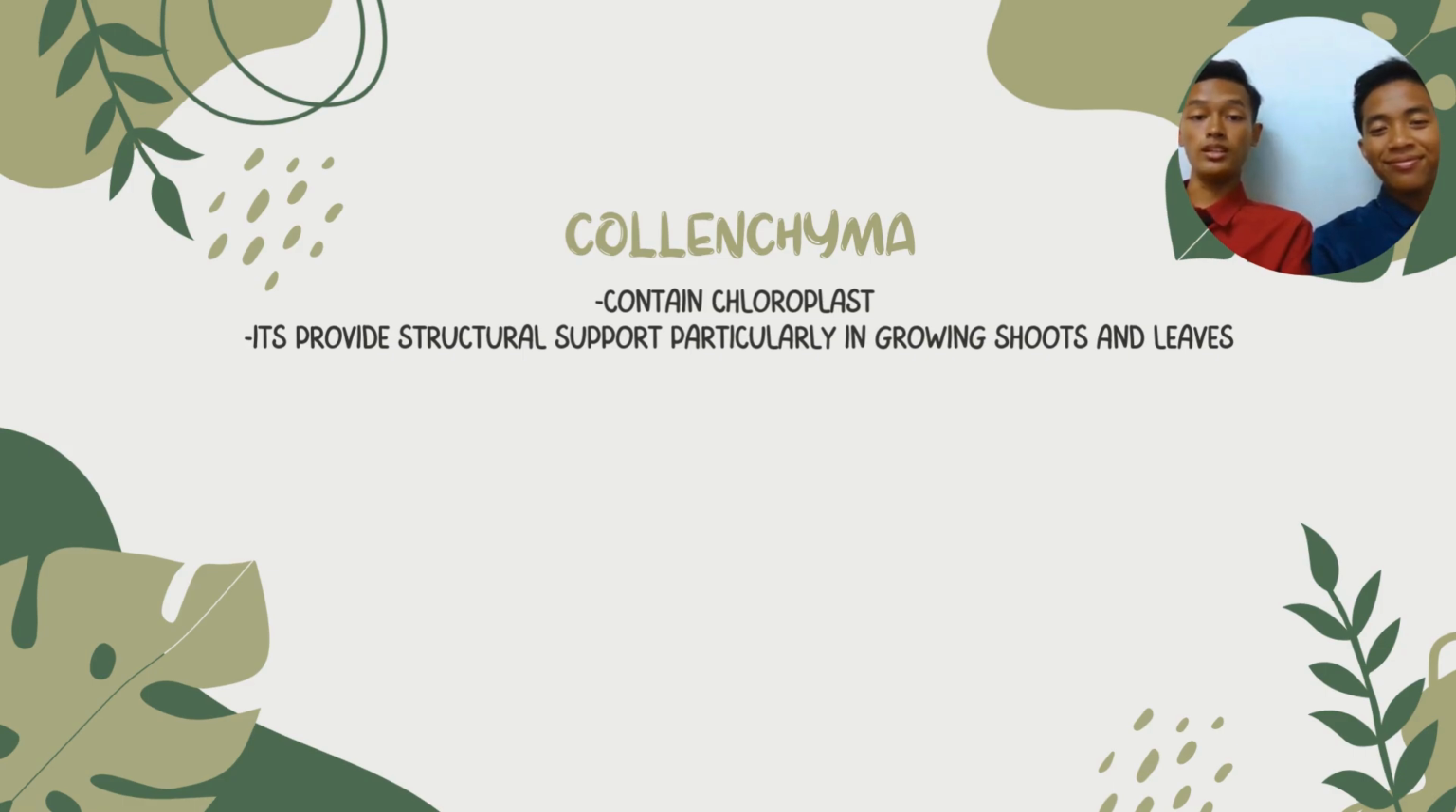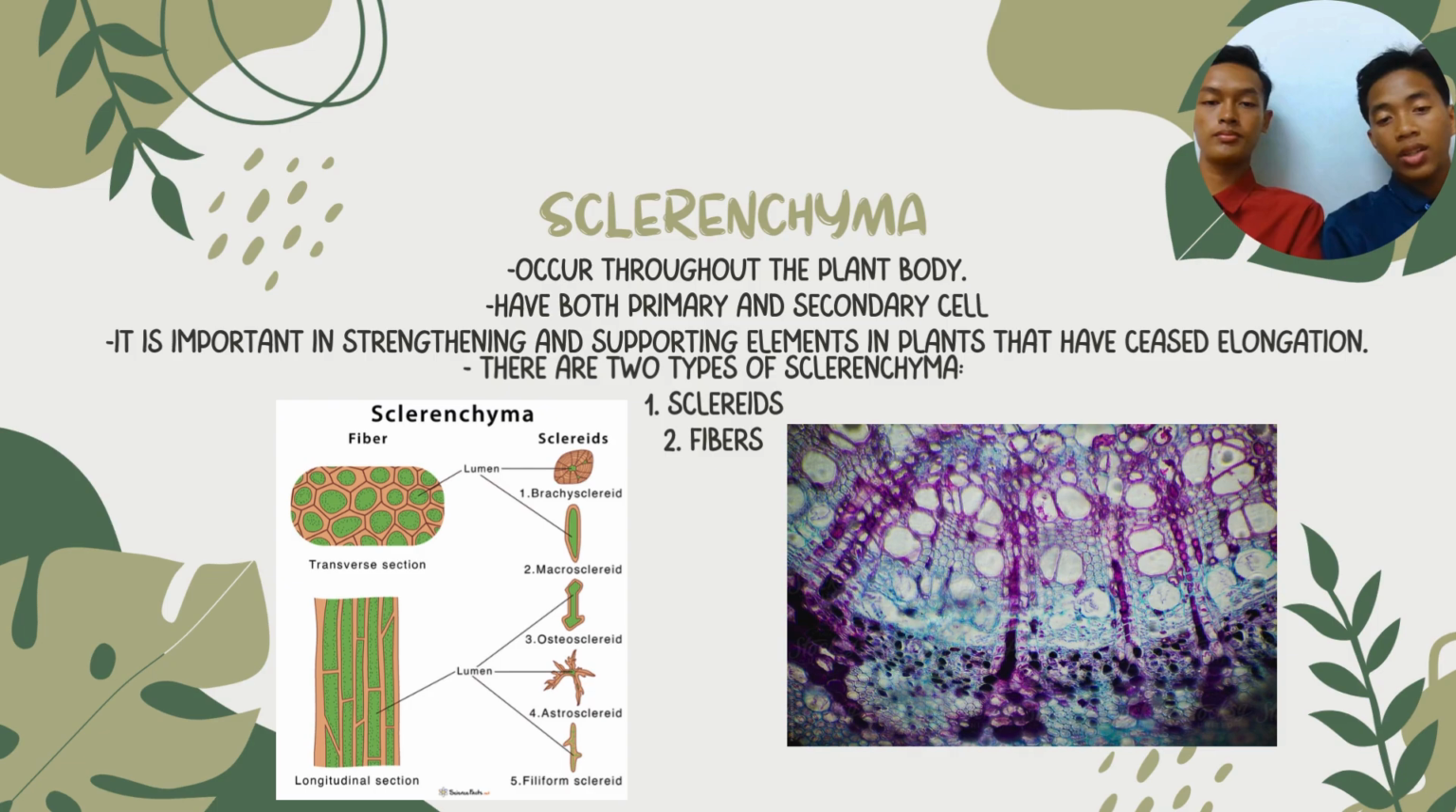Alright, the second is collenchyma. It contains chloroplast, it provides structural support particularly in growing shoot and leaf. And the third one and also the last one is sclerenchyma. It occurs throughout the plant body and has both primary and secondary cell walls. The function is very important in strengthening and supporting elements in plants that have stopped elongation. There are two types of sclerenchyma, which is sclereids and also fibers.